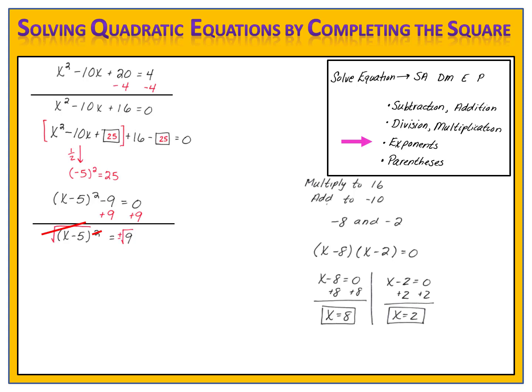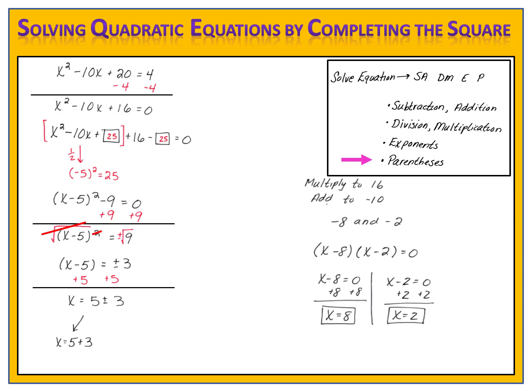On the right-hand side, don't forget the plus or minus in front of the square root of 9. We now have x minus 5 equals, and the square root of 9 is 3, so positive or negative 3. Now we deal with the parentheses, add 5 to both sides, which results in x equals 5 plus or minus 3. These are two possible solutions.